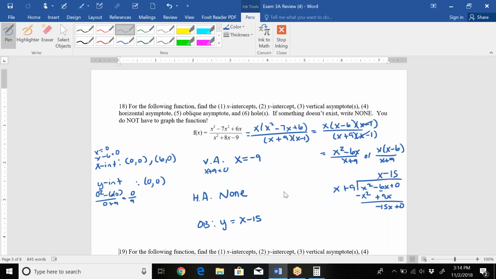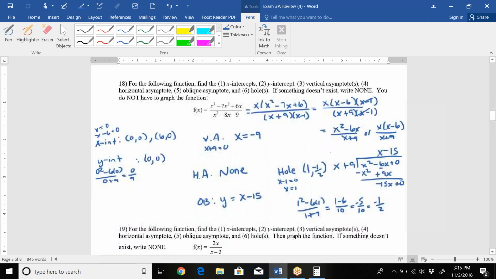For the hole, we need to look at what reduced out. So that was x minus 1, so that would be x equals 1. So that's the x value for that. To get the y value, you plug it into the remaining piece. So 1 squared minus 6 times 1 over 1 plus 9. That is 1 minus 6 over 10, or negative 5 over 10, which is negative 1/2. Okay, so that is all of the pieces for that one.